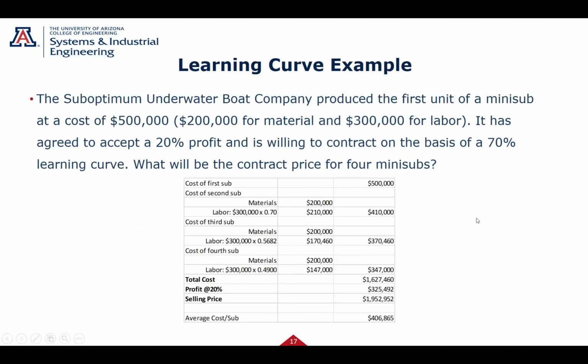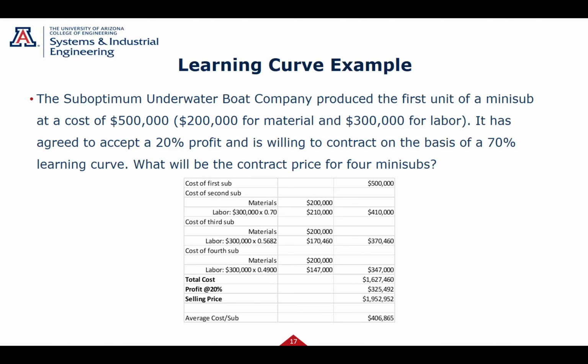So here's an example. I think this hopefully might put it together for you, because I also threw in material here. Suboptimum Boat Company produces a mini sub for $500,000: $200,000 for material, and $300,000 for labor. We've agreed to 20% profit. We're willing to contract on a 70% learning curve. So we know in our business we can build these mini subs on a 70% learning curve.